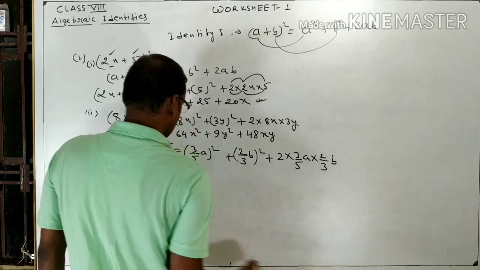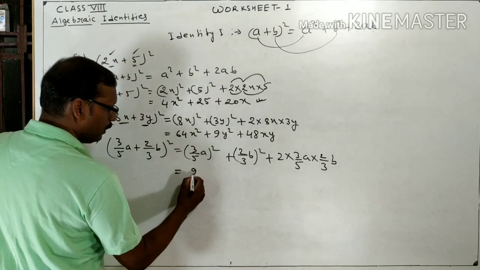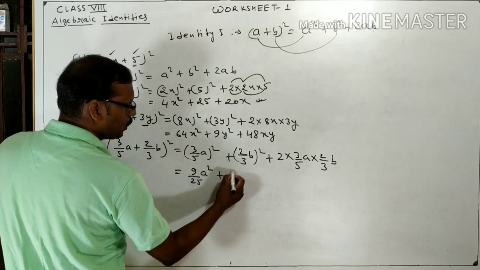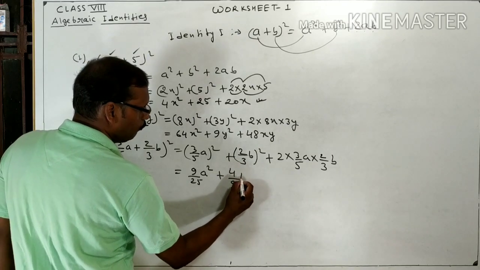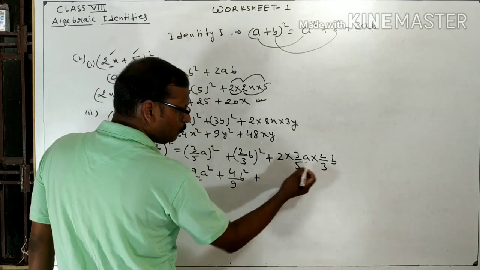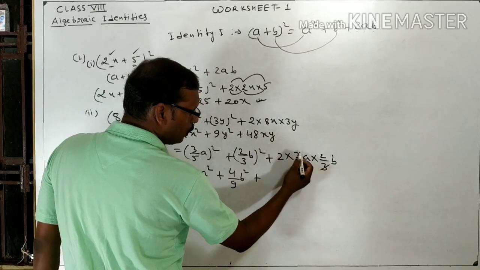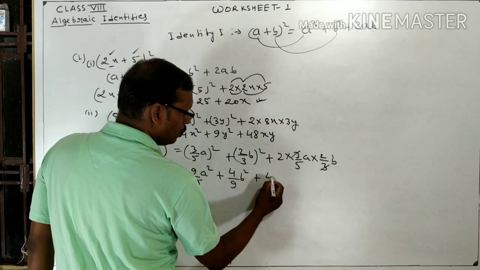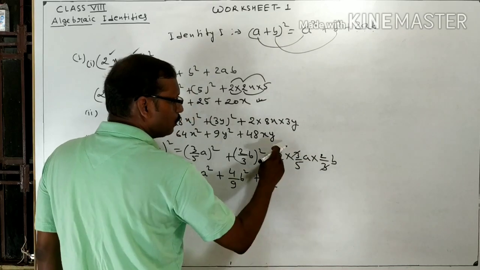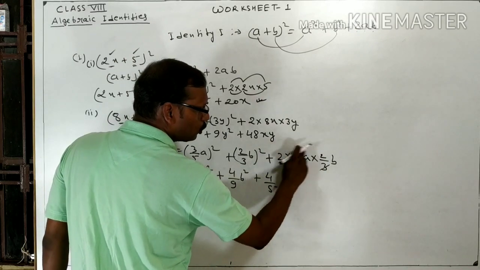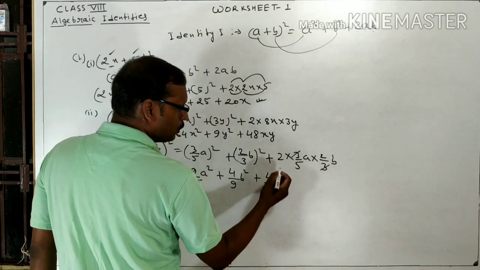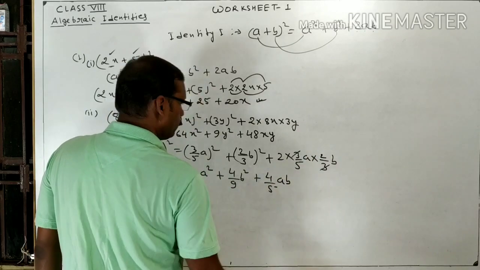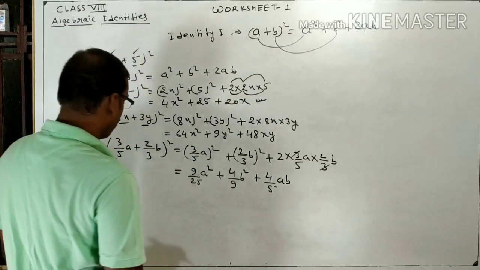Now solve it. 3 square is 9, 5 square is 25, a square, plus 2 square is 4, 3 square is 9, b square, plus, if we cancel, 3 cancels and 2 into 4 is 4 by 5. Write the product of numerators and the product of denominators: 4/5 ab. So this is the required answer.